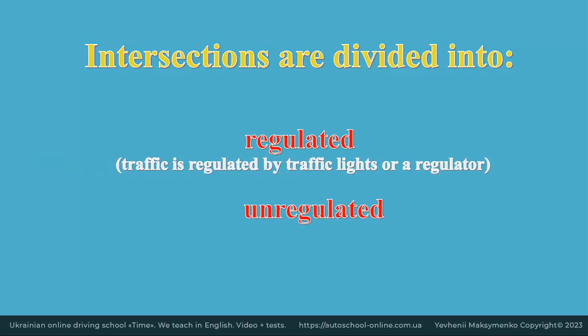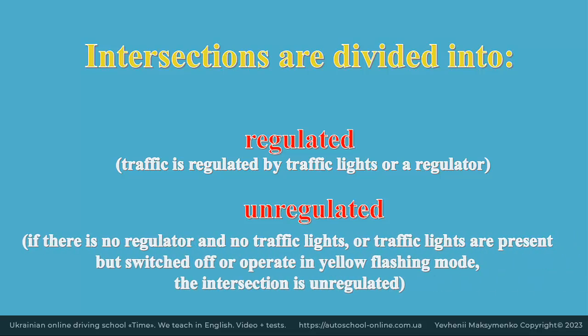There are two types of intersections, regulated and unregulated, depending on the availability and condition of traffic control facilities. An intersection where the order of passage is determined by traffic lights or a regulator is considered to be regulated. Accordingly, if there is no regulator and no traffic lights, or traffic lights are present but switched off or operate in yellow flashing mode, the intersection is not regulated.